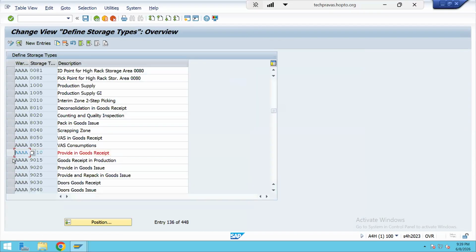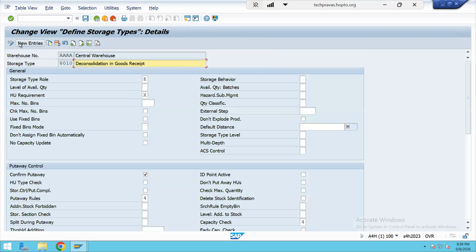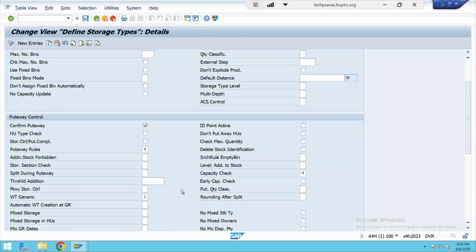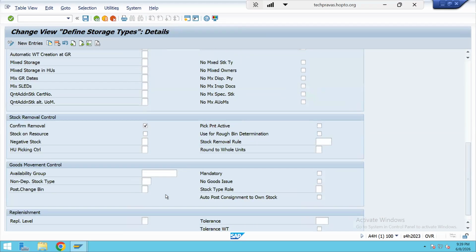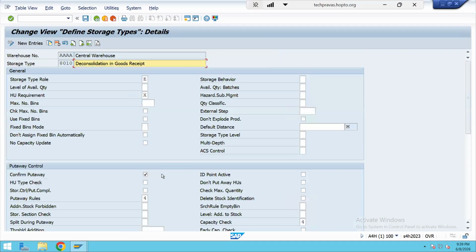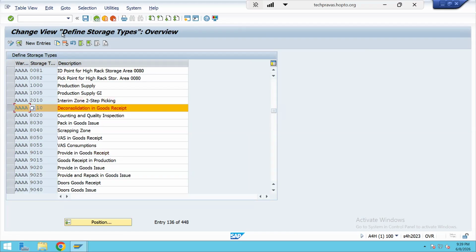Now, if I look at, for example, the deconsolidation area, it will be 001 also. It should be 001. I don't know who has configured this, but they have not maintained it. Let me see in standard. Have they changed the standard?